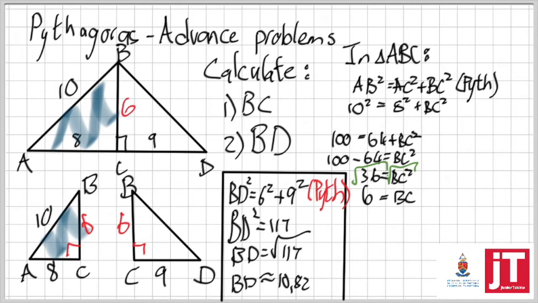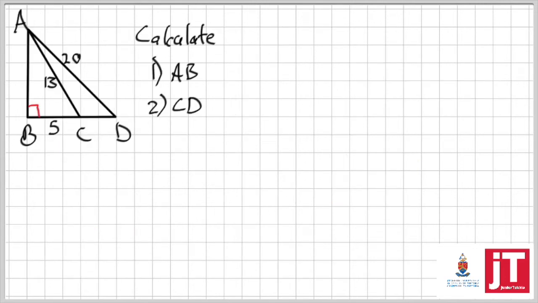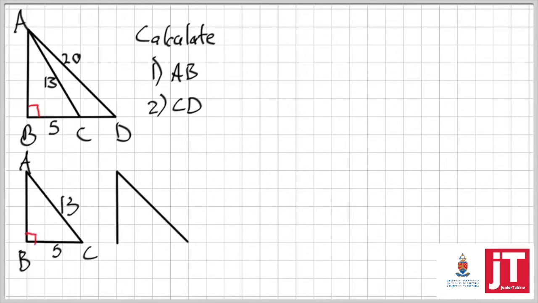Now I want you to go and have a look at this next question. Remember our basic steps. Break the triangles apart. So in this one, I'm asking you to calculate the length of AB and CD. So I want you to break it apart for yourself and try it before you look at what I do. So how do I break it apart? That's a very good question. Well, I broke it apart with triangle ABC and triangle ABD.